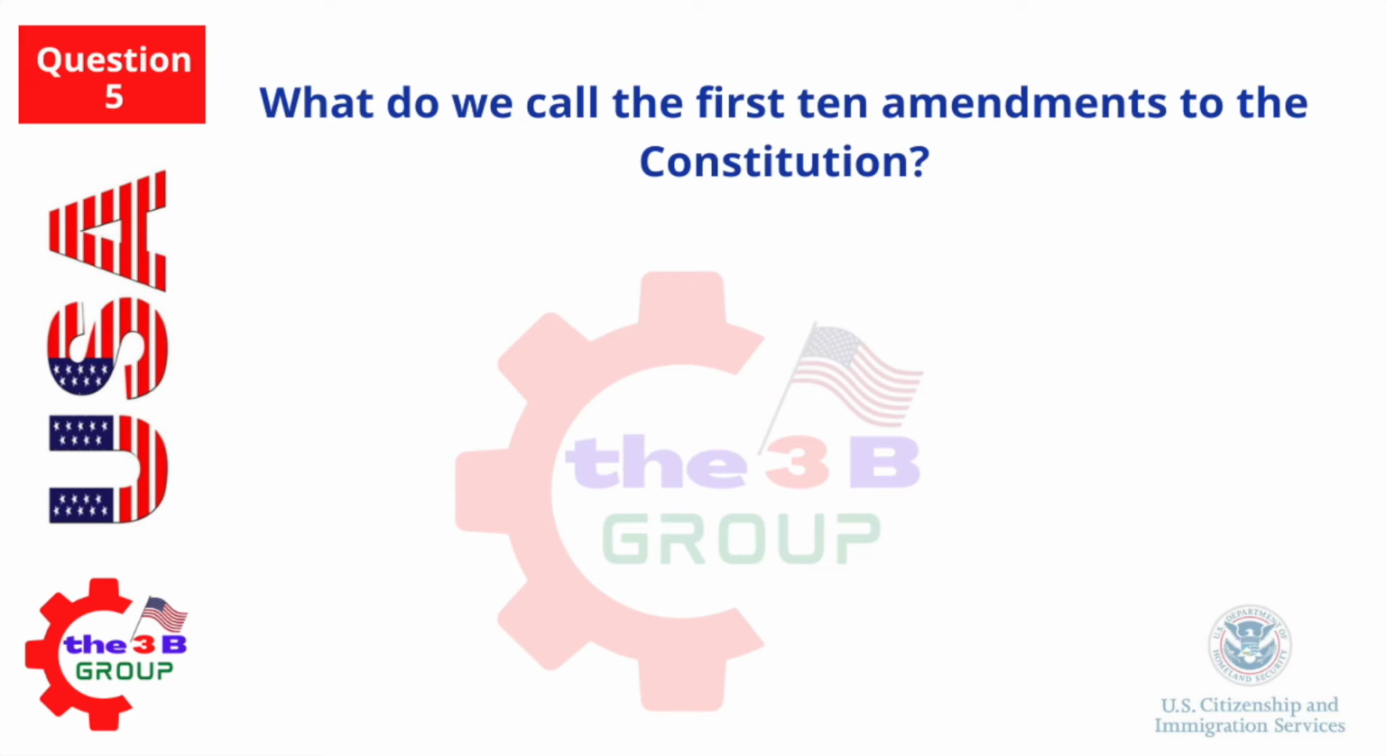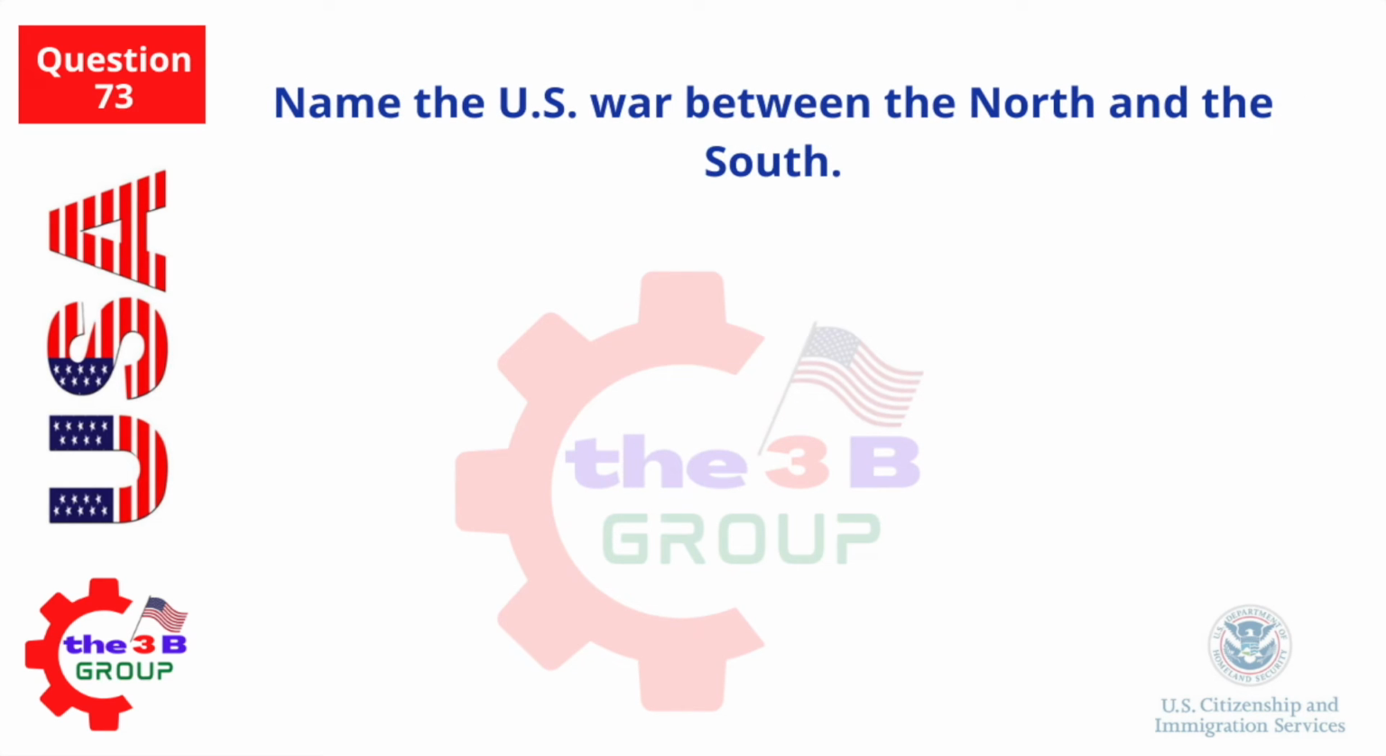What do we call the first 10 amendments to the Constitution? The Bill of Rights. Name the U.S. war between the North and the South. The Civil War.